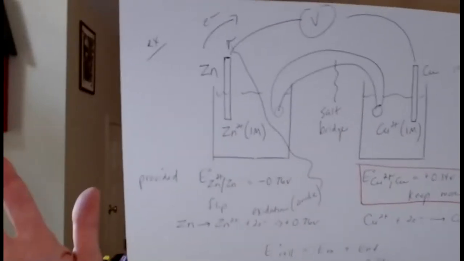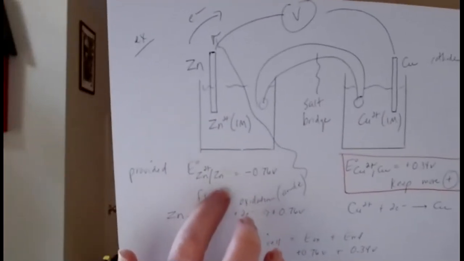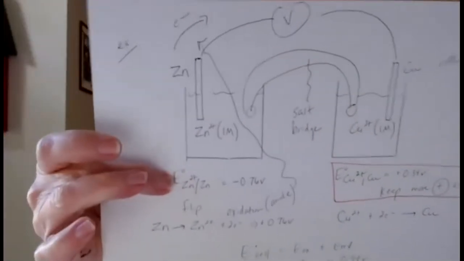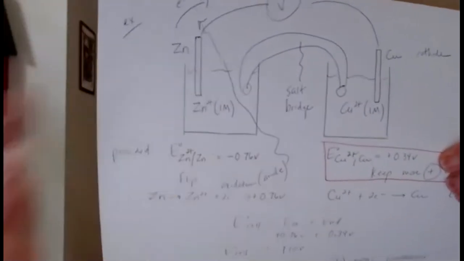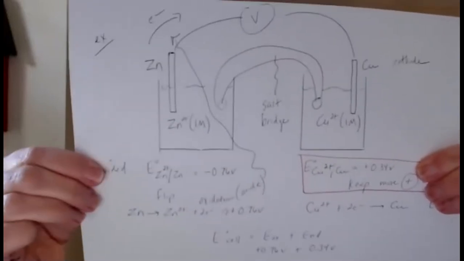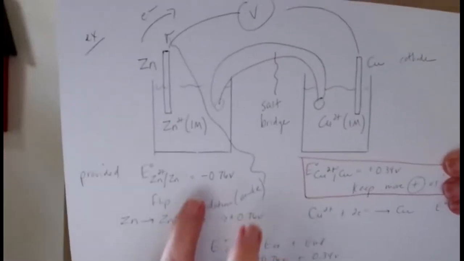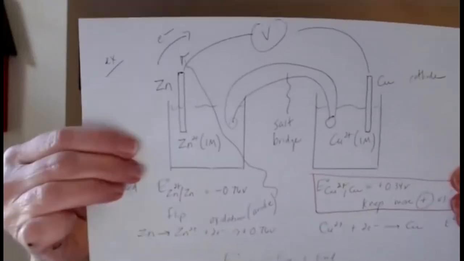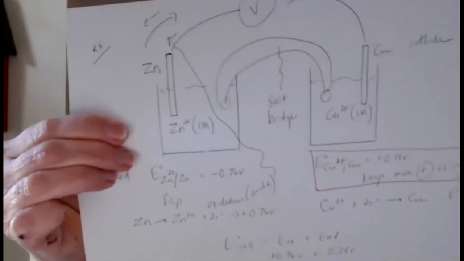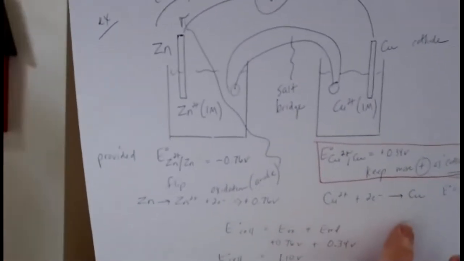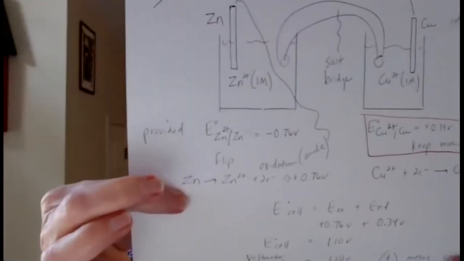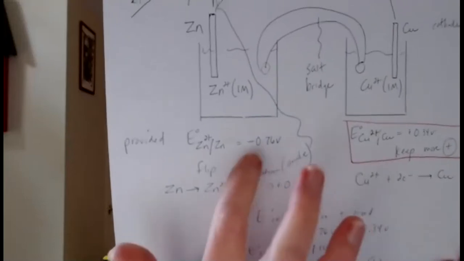And how I know they're reducing, 2+ goes to 0, 2+ goes to 0, so it goes down. I look up these numbers, or they are provided to you guys, and I'll show you in one of my PowerPoint slides where I got these numbers. Now, you keep the more positive one as reduction. I'm keeping this, so this becomes my cathode, and you write it as reduction. You flip the other one. If you flip the other one to show oxidation, you must change the sign.